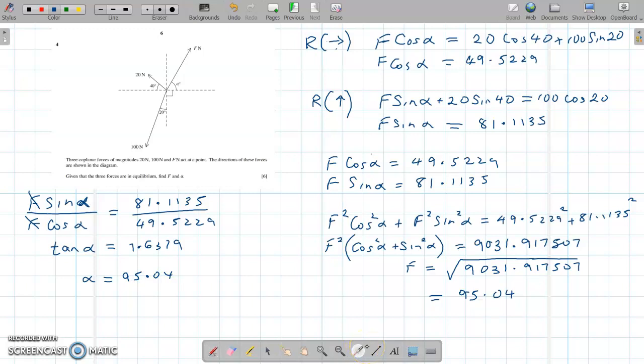And that is the best way of calculating alpha and F when you've got an equation like that, and it happens a lot in A-level maths. So F is the square root of that squared plus that squared, simple as that. And alpha is the inverse tan of 81.1135 over 49.5229. You'll do it so many times, it will become second nature.